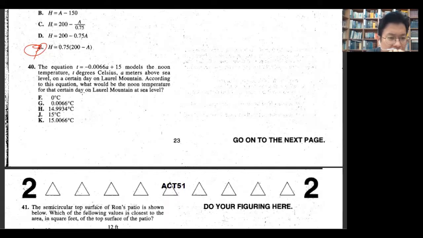Temperature, certainly. Okay. At sea level means 0, right? So you put 0 in A, then only 15 is left.